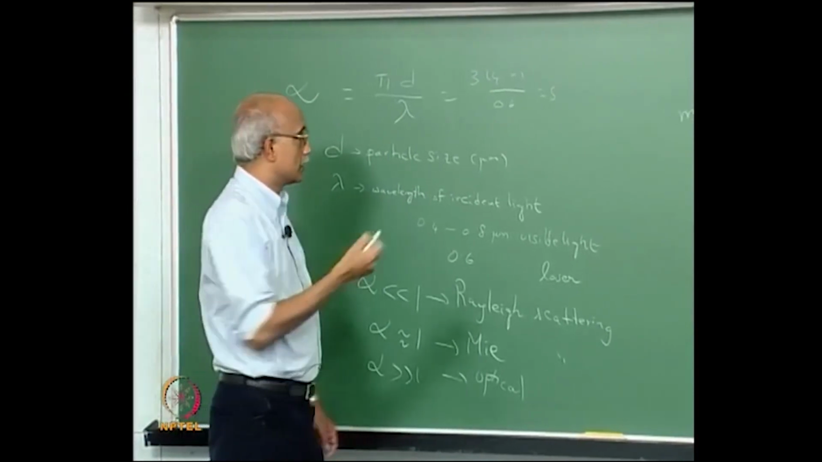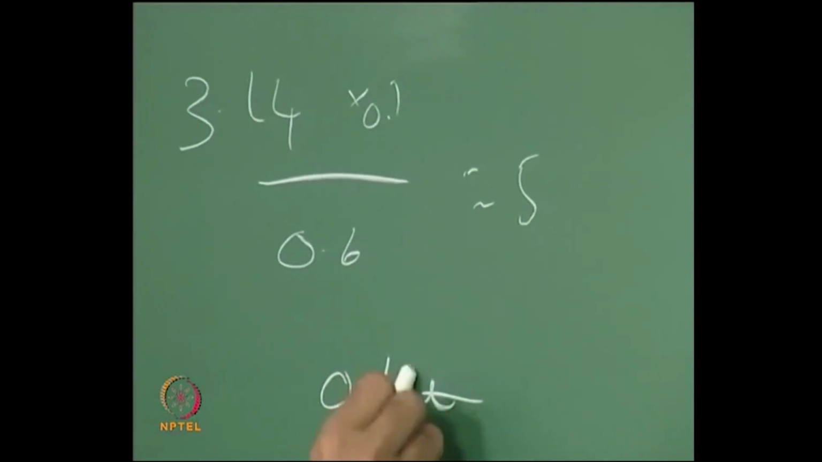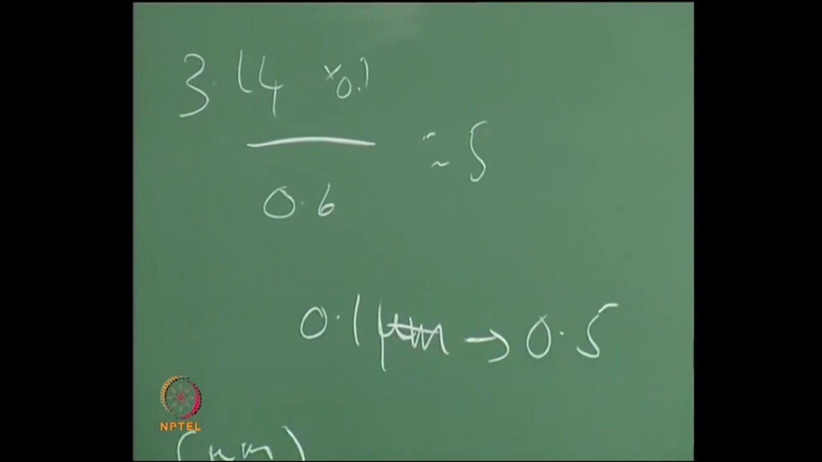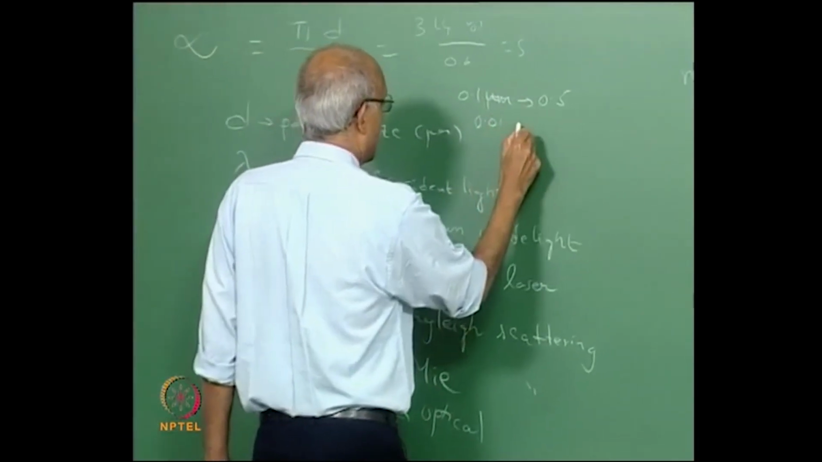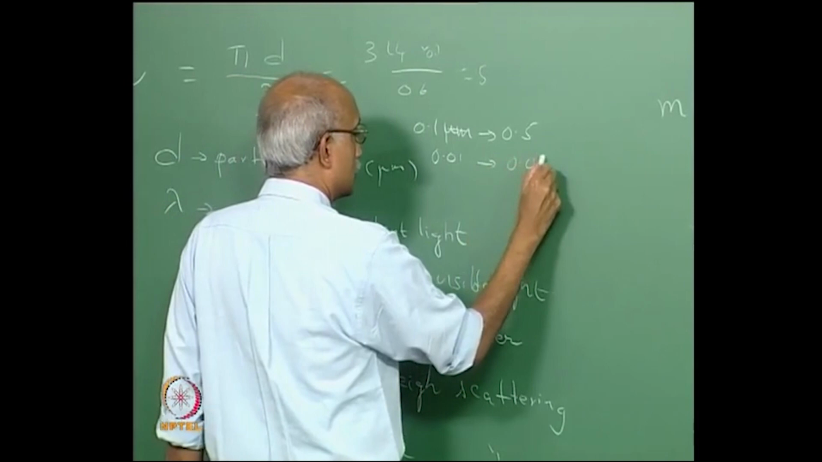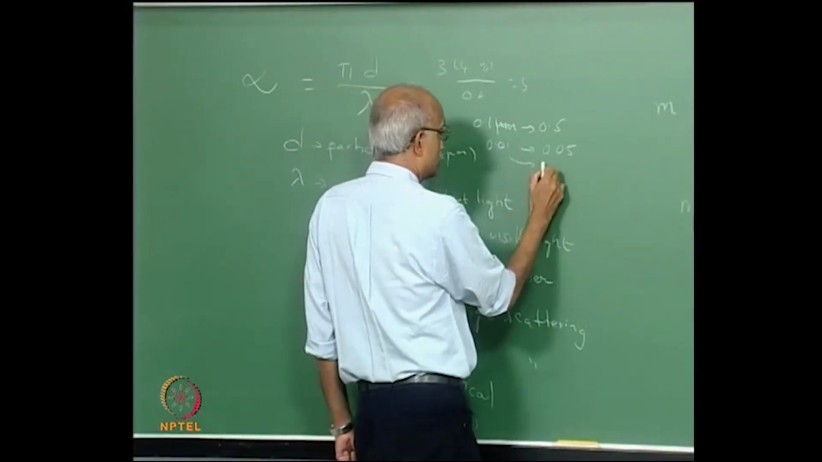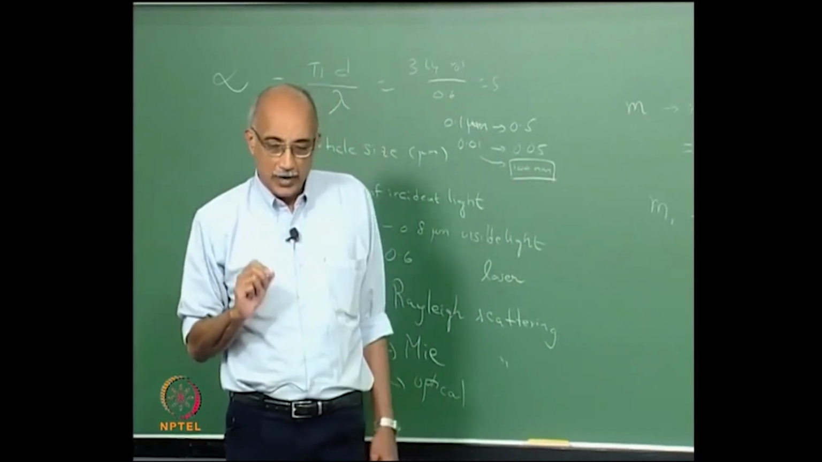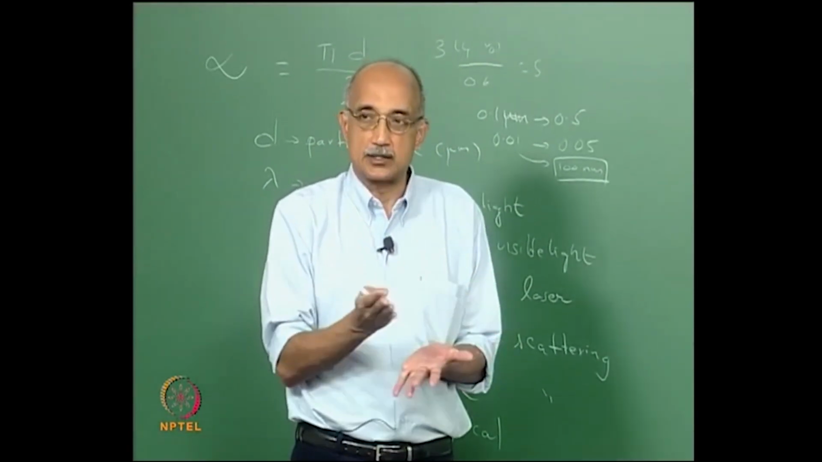particles. A 0.1 micron size particle will then correspond to an alpha value of roughly 0.5, right. A 0.01 micron sized particle will correspond to 0.05 here, which is much smaller than 1. So, what does this correspond to? 100 nanometers. So, the Rayleigh scattering regime in terms of actual numbers essentially starts where nano ends.